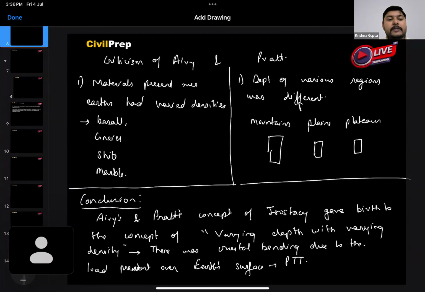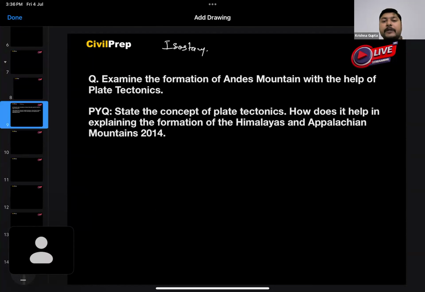Okay, so this is the first question. Now, moving to the next question we have here: Examine the formation of Andes Mountain with the help of plate tectonics.